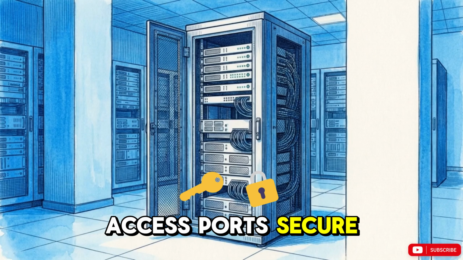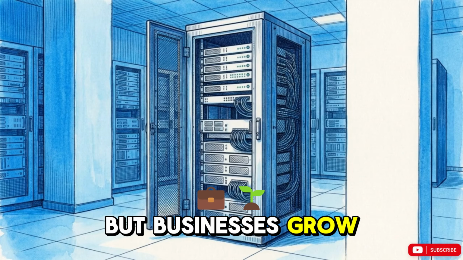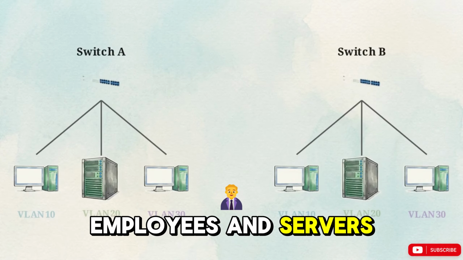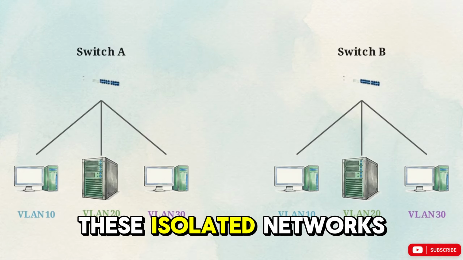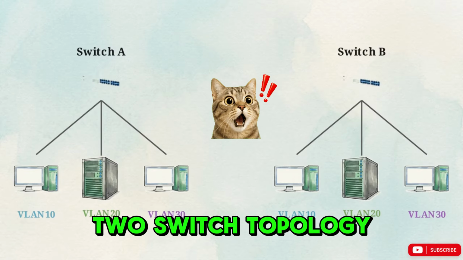Access ports secure our local traffic perfectly on a single device, but businesses grow. When we add a second switch down the hall to connect more employees and servers, we need a way to maintain these isolated networks across multiple pieces of hardware. Here is our 2-switch topology.